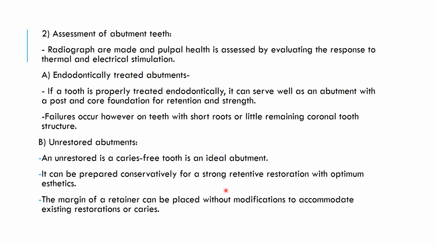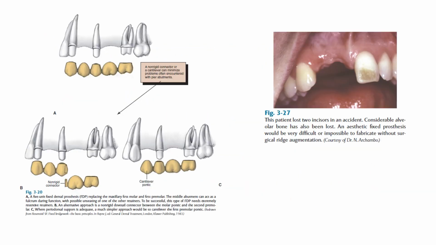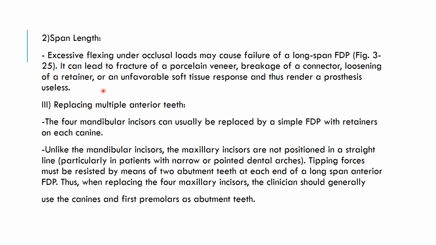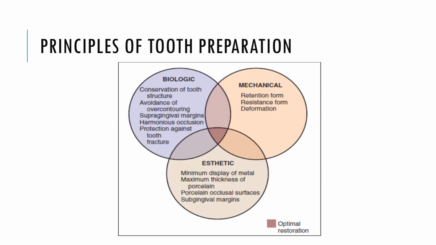Okay, coming to unrestored abutments. So this is a caries free and ideal abutment. These are the ideal abutments. They are strong. It can be prepared with strong retentive restoration with optimum aesthetics. The margin of the retainer can be placed without modification or accommodation of the existing restoration. I'll be showing you this later on. I do have a photo later in the slides.